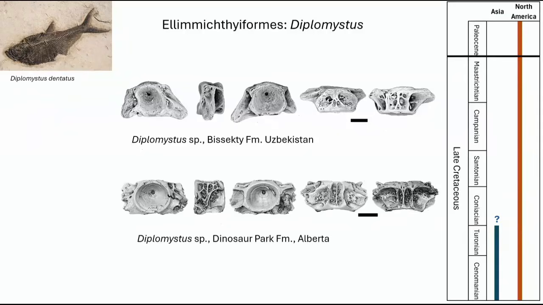Diplomistus is a herring well known from the Green River Formation. It was isolated centra that were studied by Julien Devey, and he was able to identify them. So we can identify it in microvertebrate sites, and it's pretty widespread in the Cretaceous, present basically throughout the Cretaceous in North America, as well as being in both the Cenomanian and Turonian in Asia.